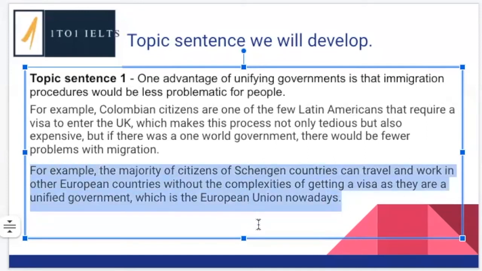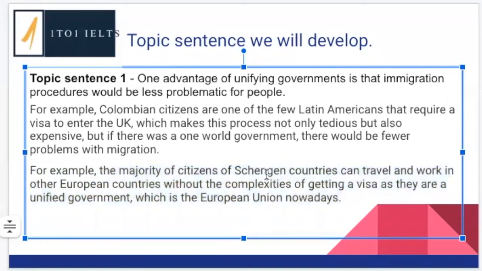Okay, what do we think here? Yep, it's very specific, which is important. So we're talking about Schengen, we're talking about the European Union, very nice. We're showing that they have fewer problems because they have this unified zone. And I think it was Reben that said, yeah, they work in other European countries without the complexities of getting a visa, as they are a unified government.